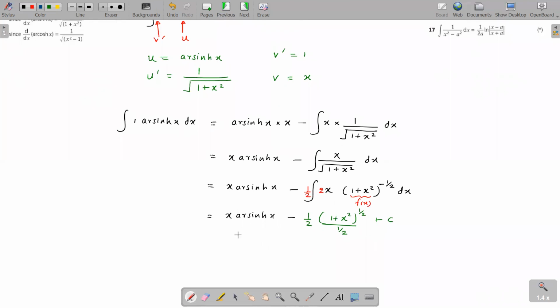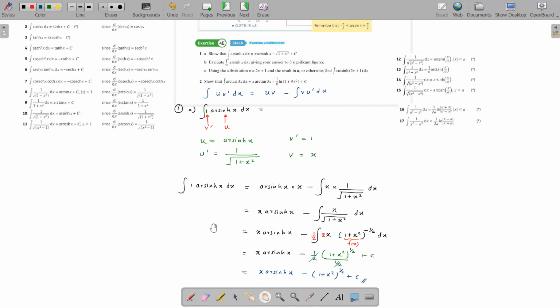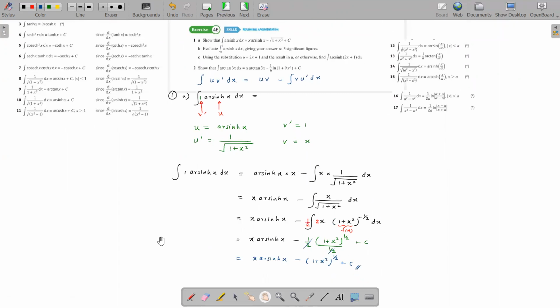So the half and half can also cancel, right? x arcsin x, the half cancels here. I get 1 plus x squared to the power half, plus c. So this shows that the integral is x arcsin x minus root 1 plus x squared plus c. Do you see? Next one.